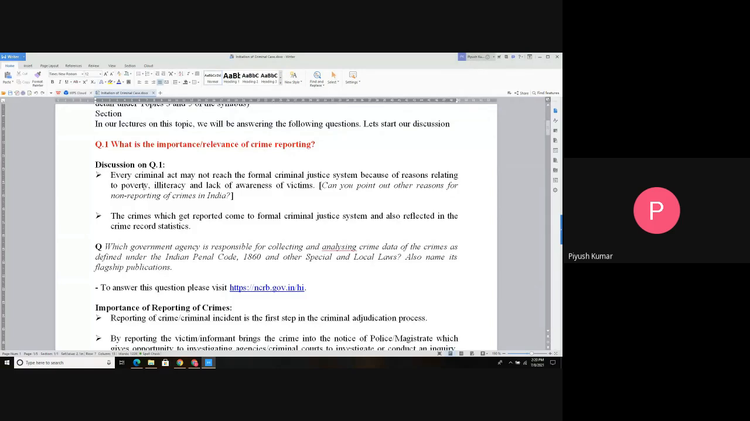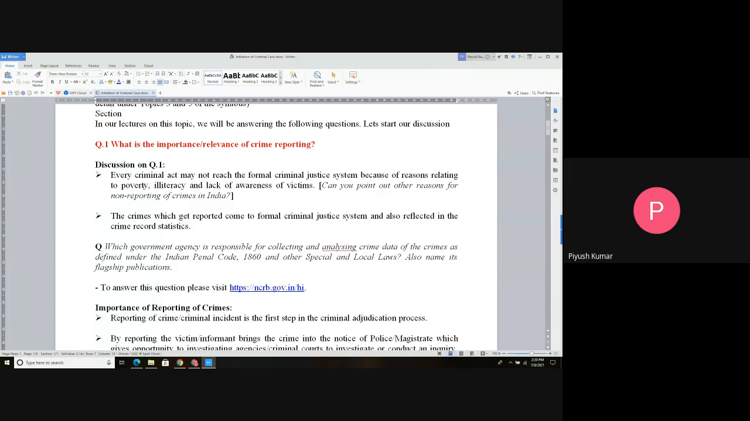Any other thing which you want to say on it? Strengthening rule of law is quite a good theoretical point. It's important to maintain law and order, or to maintain peace and harmony in the society. Any other thing which any one of you wants to add?